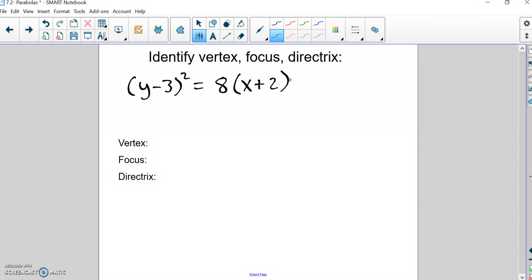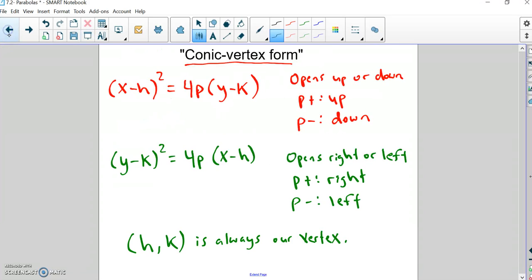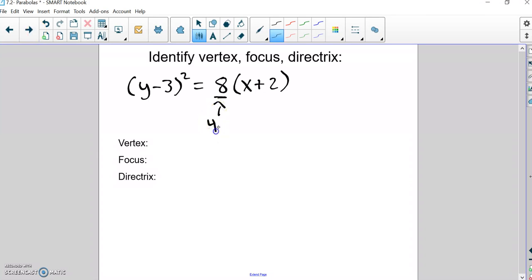Okay? The first thing I want to tell you to do every single time on this is figure out which direction this is opening. This is a y squared parabola, which means it either has to open to the right or to the left. If we look at this term right here, there's an 8. Remember from our equation, that term out in front of the parentheses is always going to be equal to 4p. Well, if 4p is equal to 8, that means p is a positive number. So we have a y squared, and p is positive, which means this opens to the right.